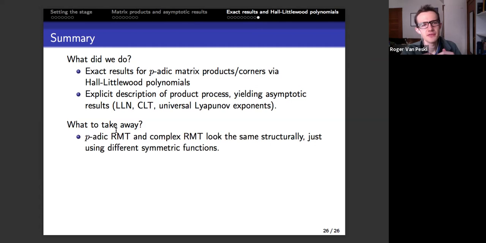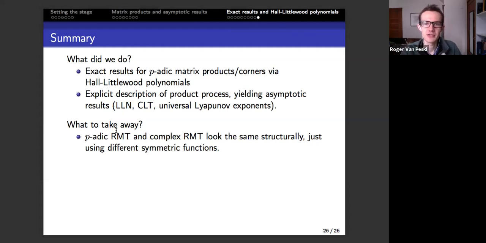So the takeaway here, I think, should be that in this symmetric functions based perspective, p-adic random matrix theory and complex random matrix theory look basically structurally the same. This is what I've been trying to highlight on these past two slides. Everything you look at looks exactly the same. You just plug in a different family of symmetric functions.